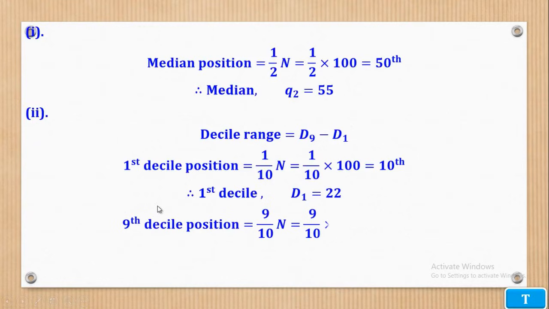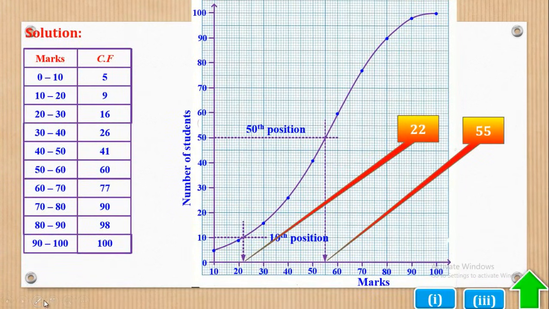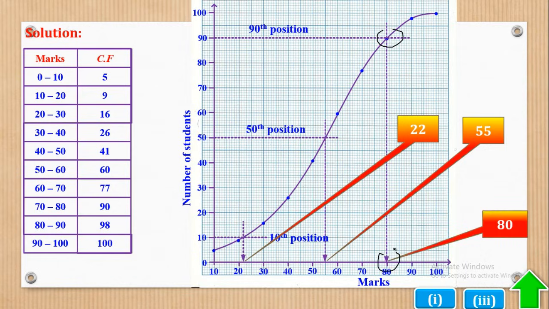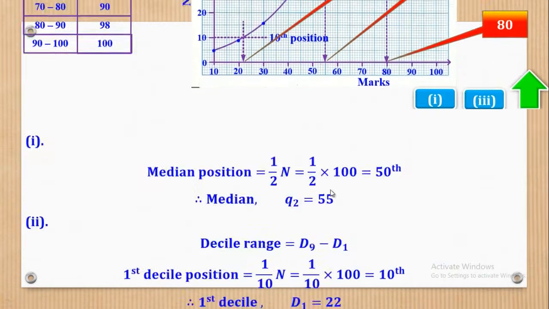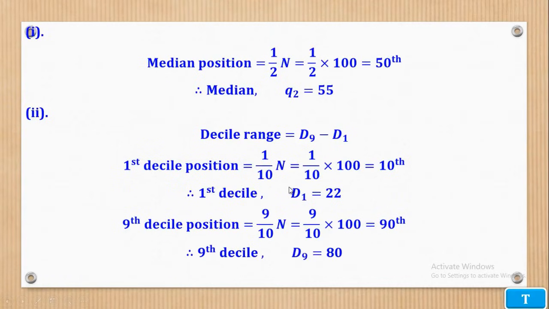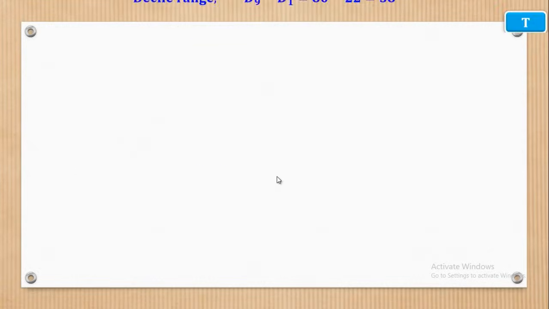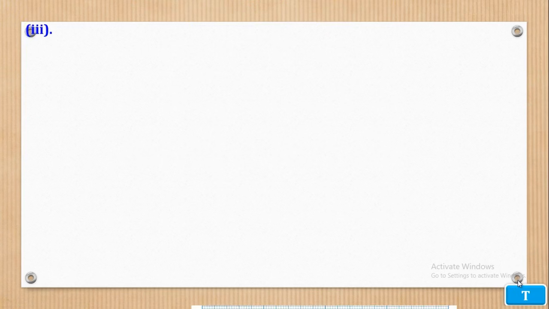So D9, the position is 90, so you'll come and locate your 90 on the vertical axis. Then take a horizontal to meet the curve, then draw perpendicular to meet the horizontal axis and read off that value. Then from there you'll subtract the two to get the decile range. Okay, that was Roman 2. Now we shall go to Roman 3.